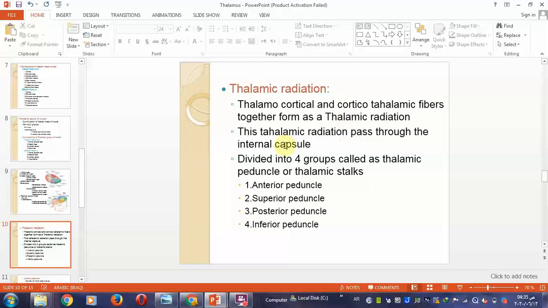These ascending and descending tracts are divided into four groups called thalamic peduncles or thalamic stalks. There are the anterior peduncle, superior peduncle, posterior peduncle, and inferior peduncle.